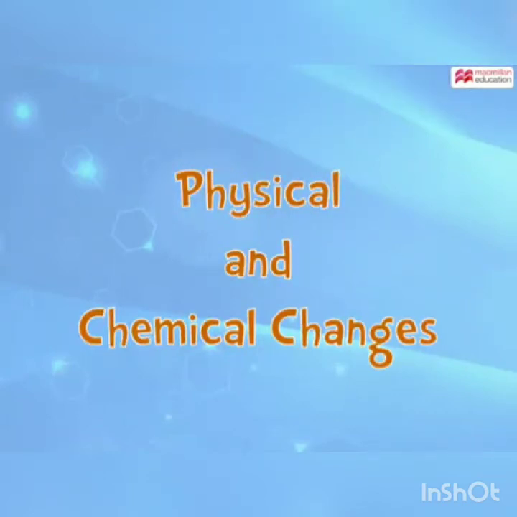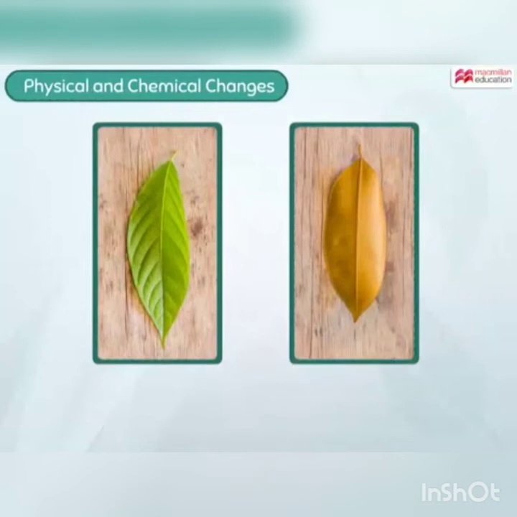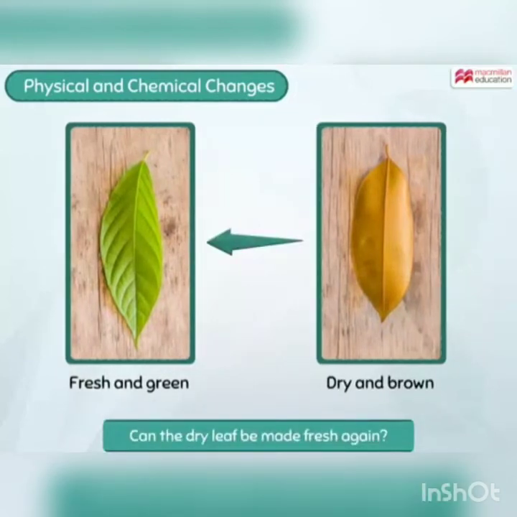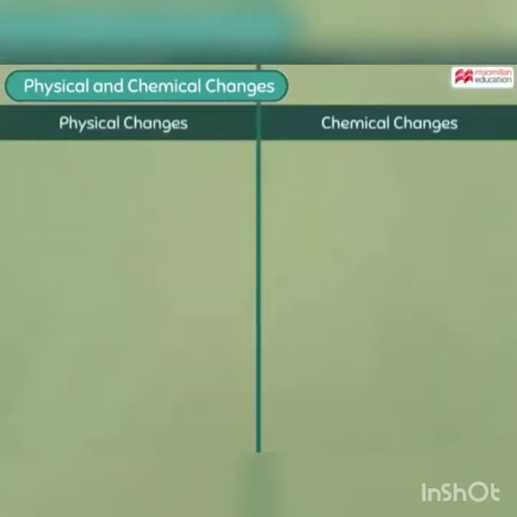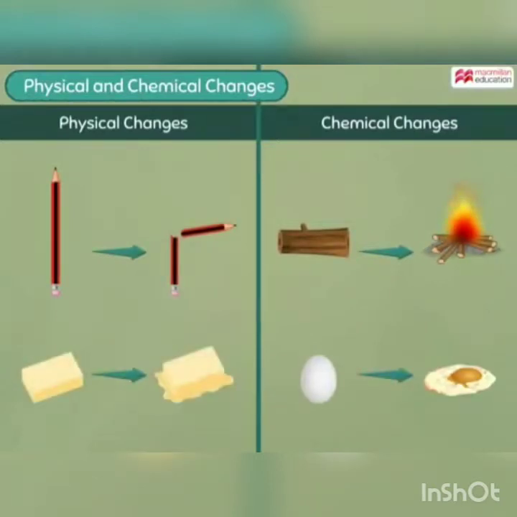Physical and chemical changes. Look at these leaves. The first leaf is fresh and green, while the other is dry and brown. Can we make the dry leaf fresh again? Well, we cannot do so, because the leaves have undergone a chemical change that cannot be reversed. All the changes that take place in our surroundings are either physical or chemical changes. Let us learn more about these changes.